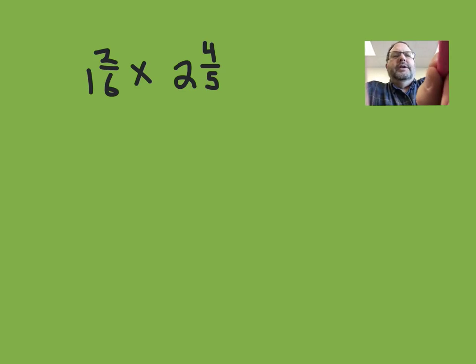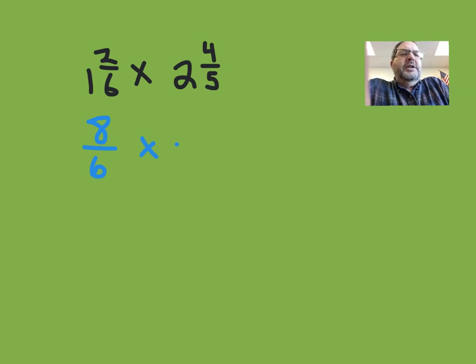Here we go with the second multiplying mixed numbers problem. And remember what we did in the first one. We didn't leave them as mixed numbers. We turned them into improper fractions. So if you can kind of think about the steps for that. First, I'm going to do 1 times 6 is 6. 6 plus 2 more is going to get me 8. So my first fraction is going to turn into 8/6 after I do all my multiplication and addition.